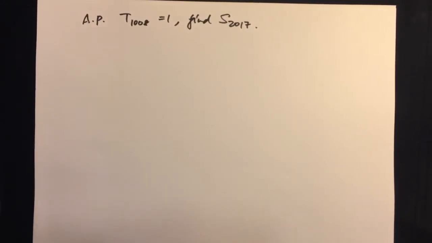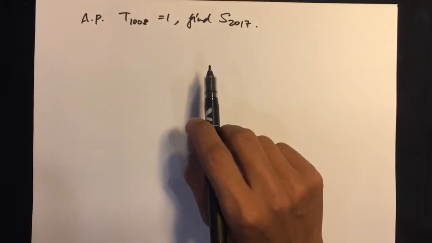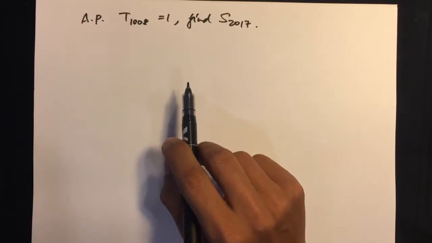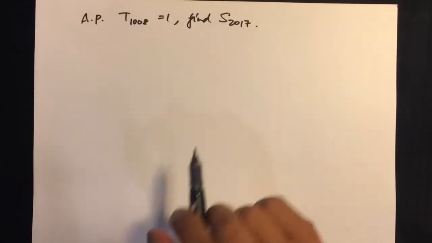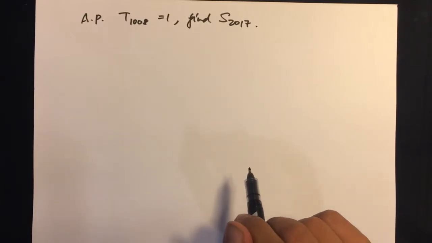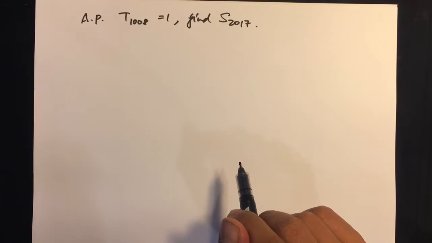And this is a pretty clever question, seeing that it's the year 2017. When you watch this, it might not be 2017, but it is right now. You're not given the common difference. You're not given the first term. So how do you find the sum to the 2017th term? If you'd like to try this out, pause the video, and when you come back, we'll get you the answer.